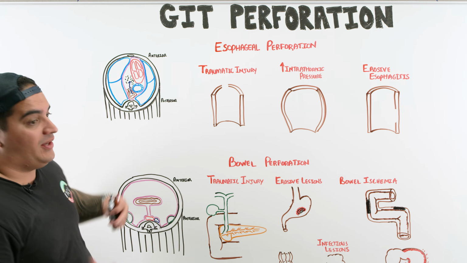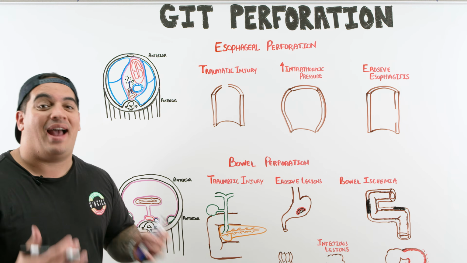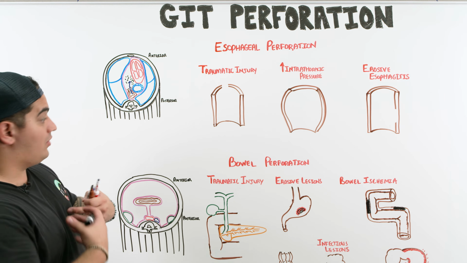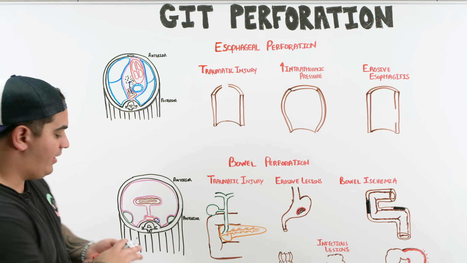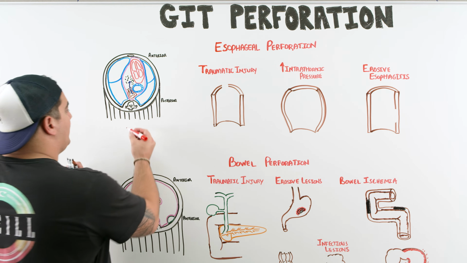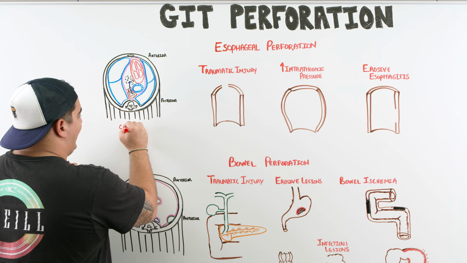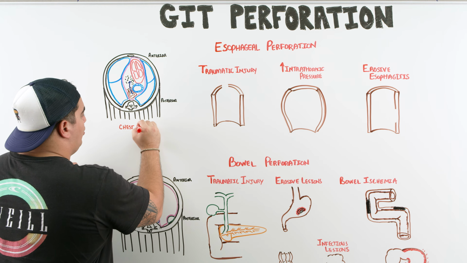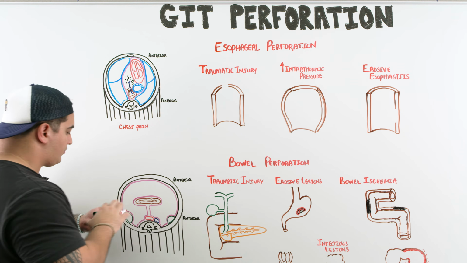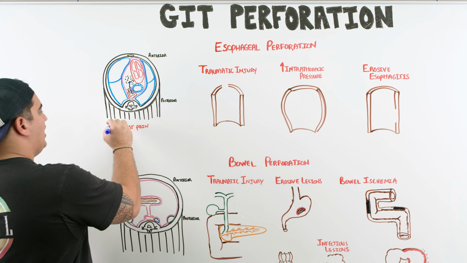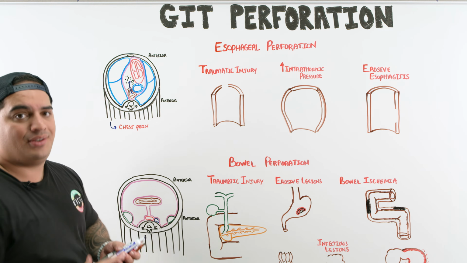But when the esophagus perforates, it causes a massive amount of pain, and it's usually located in the chest. So I think the big thing to watch out for is a patient who comes in with intense chest pain. You really want to watch out for that. So when the esophagus perforates, it may cause an intense chest pain.